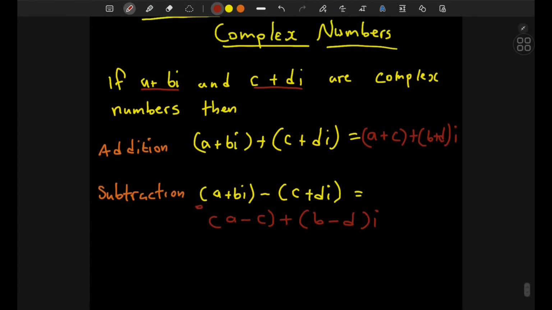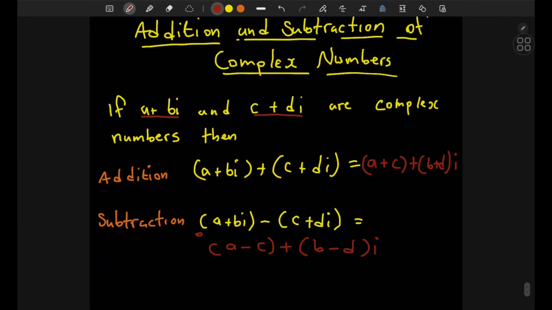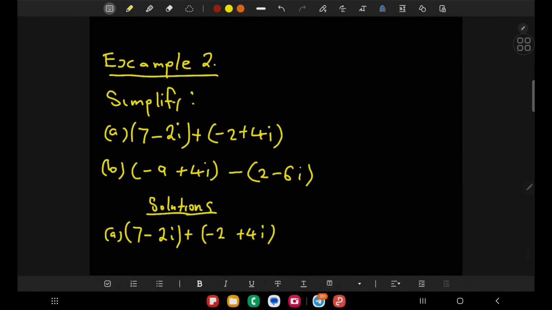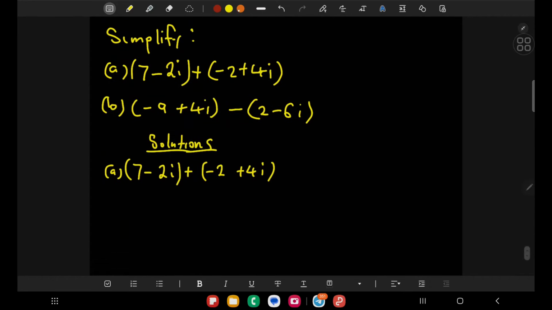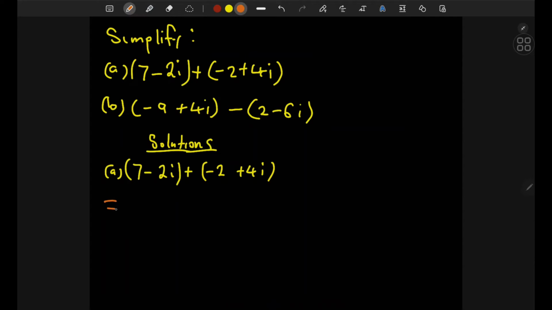So let's have an example to express what we've just gone through. Okay, so let's have this example where we're saying simplify this complex number. So here we are adding on the first one. So with our solution, we'll get the real part separately. So that is, the real part here is 7, the real part again here is negative 2. So we'll have 7 plus negative 2.